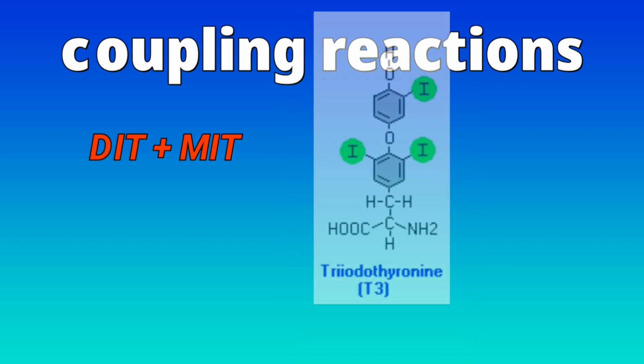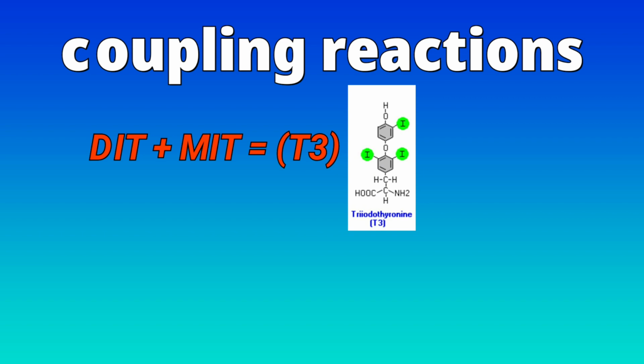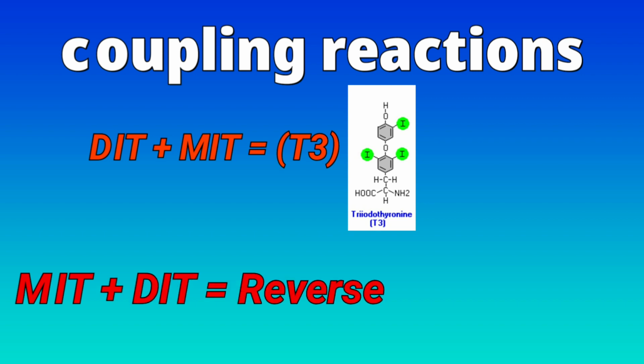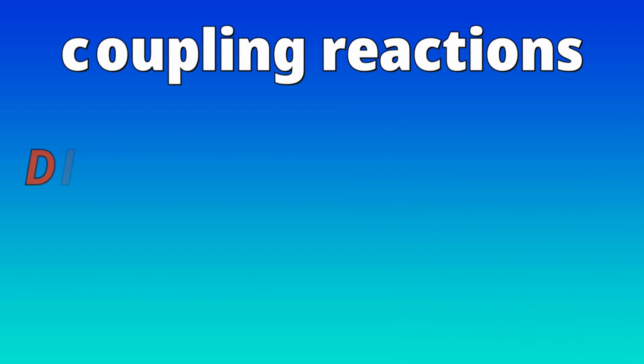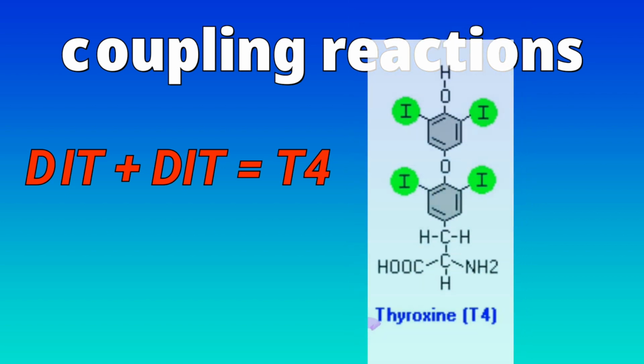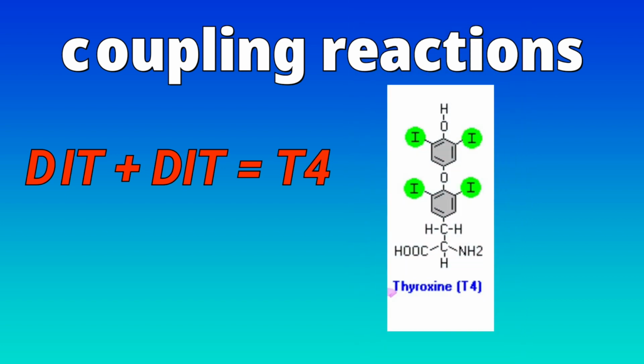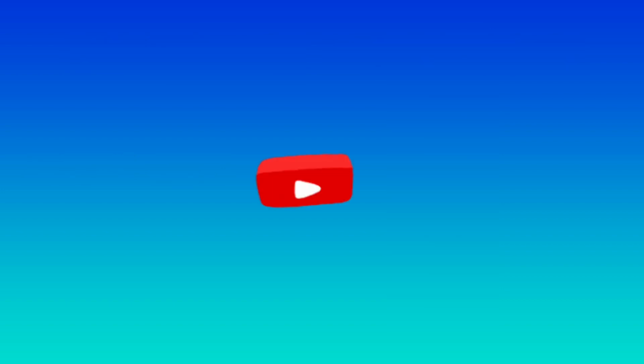One molecule of DIT and one molecule of MIT combines to form triiodothyronine or T3. Sometimes one molecule of MIT and one molecule of DIT combines to produce another form of T3, which is called reverse T3. Two molecules of DIT combine to form tetraiodothyronine or T4, which is also known as thyroxine. So, this was all about the synthesis of thyroid hormones.